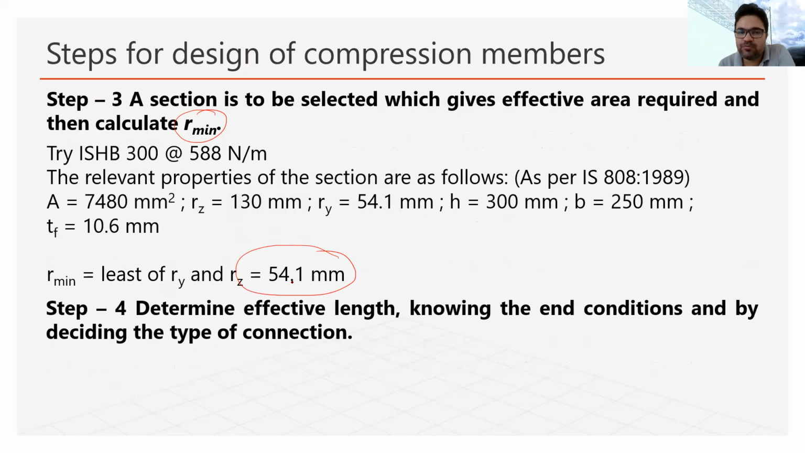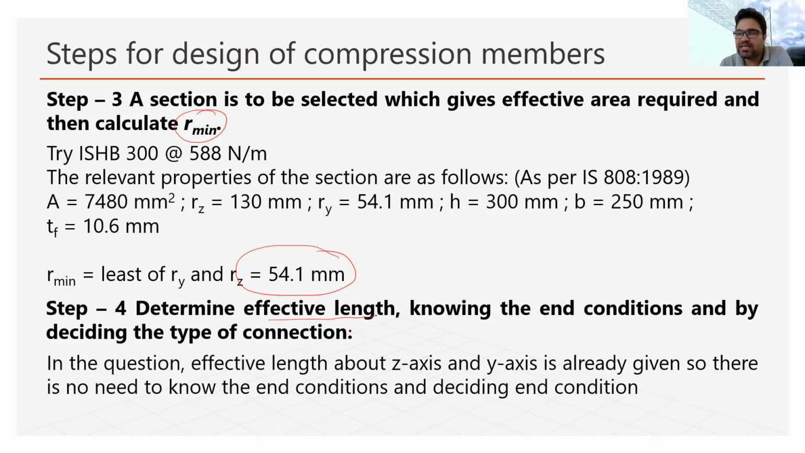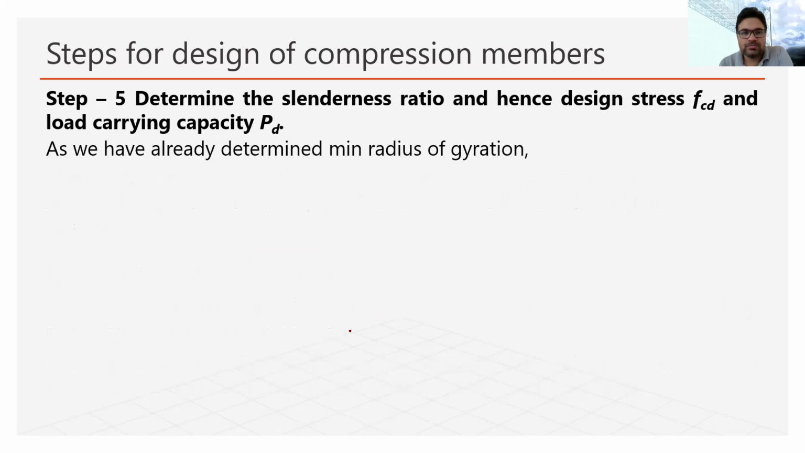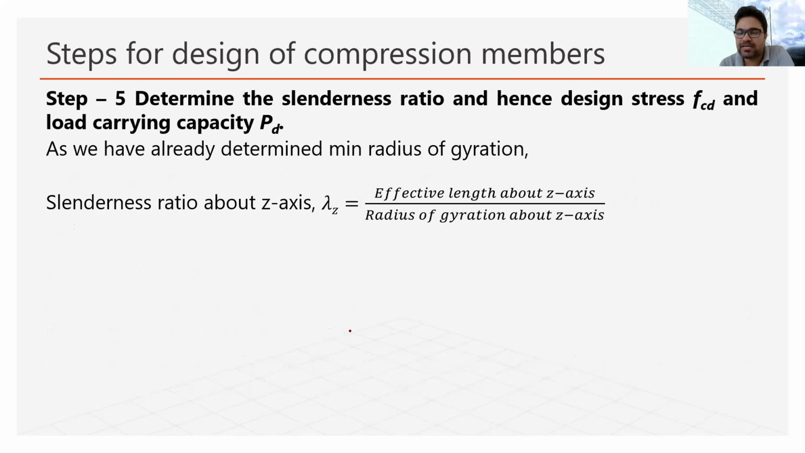Now in step 4, we will determine the effective length. Knowing the end conditions, well, actually the effective length is directly given in the question. Along the Z axis and Y axis, it is already given, so we will write it there. Now we will determine the slenderness ratio, because ultimately we have to find the actual design stress, which is FCD, for the chosen section, which is ISHB 300. For that, we will find the slenderness ratio along the z-axis and along the y-axis. Although we will adopt the FCD value corresponding to the minimum radius of gyration, we are calculating the lambda value for the z-axis as well as for the y-axis.